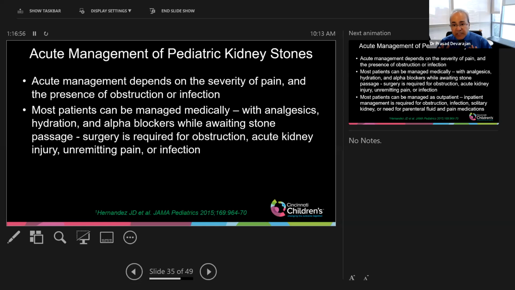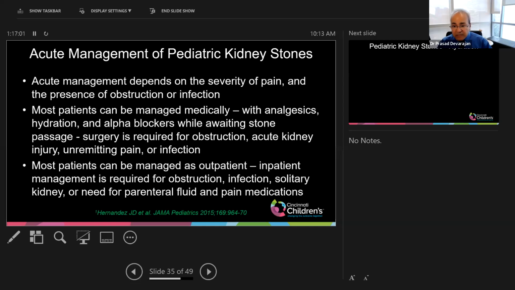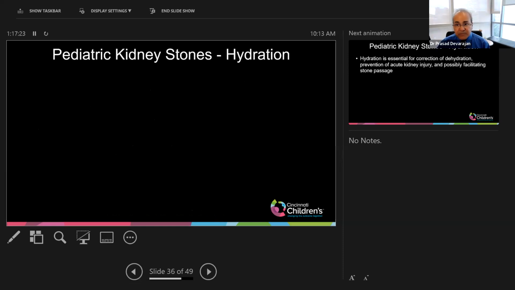Most patients can be managed medically, and most patients can be managed as outpatient. We very rarely admit these patients to the hospital, except if they have obstruction, if they have infection, if it's a solitary kidney with a kidney stone, or if the patient cannot eat or drink and needs IV fluids and IV pain medications. Those are the reasons to admit the patient. Otherwise, mostly it is outpatient management.